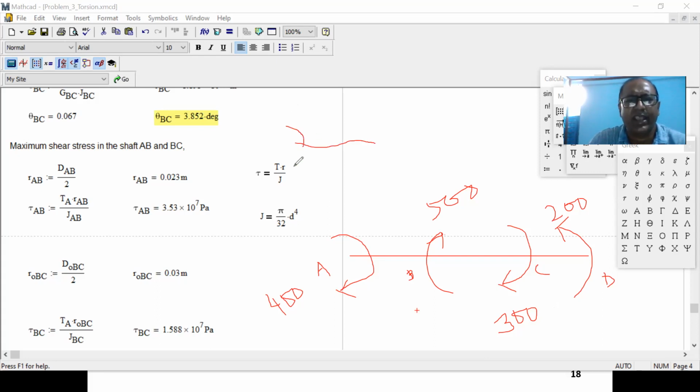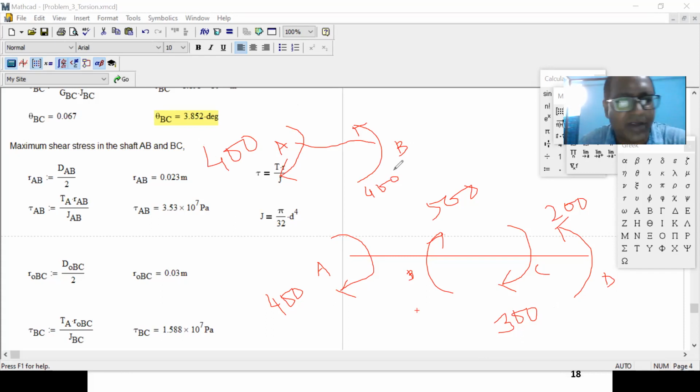So at point A, I have clockwise 400. What will be at point B? Anyone? It could be the opposite of this one. This is clockwise, so at point B, there will be anti-clockwise 400.